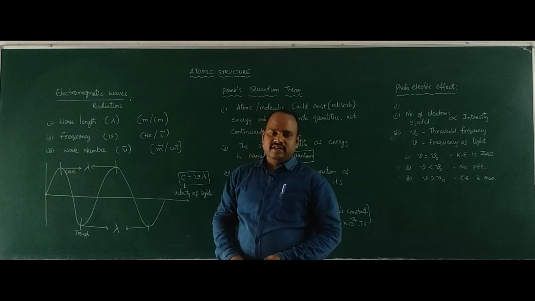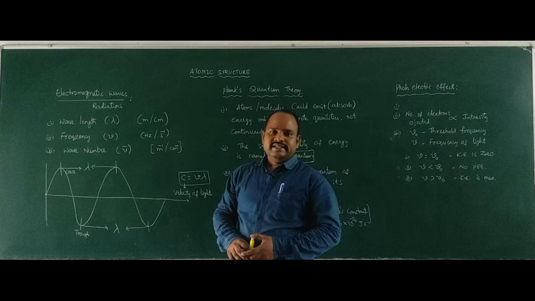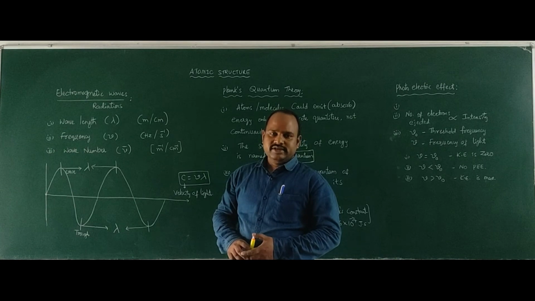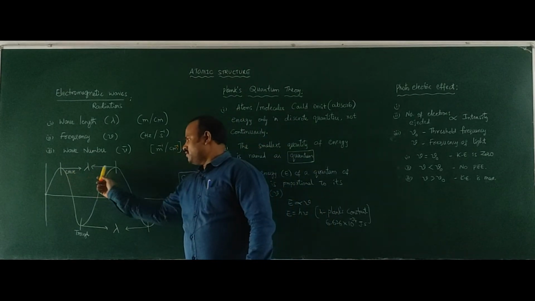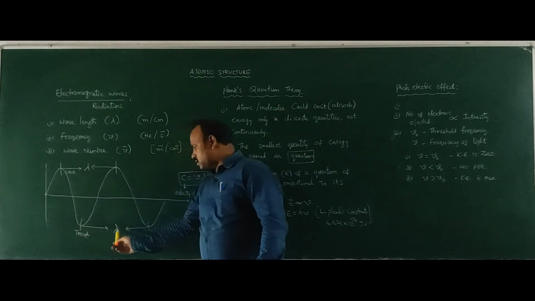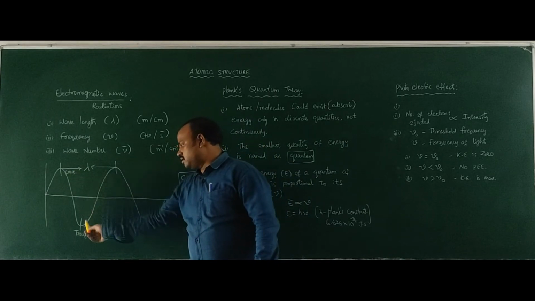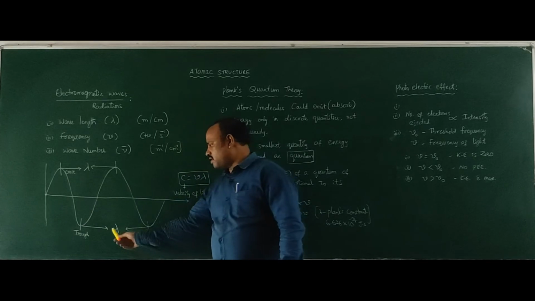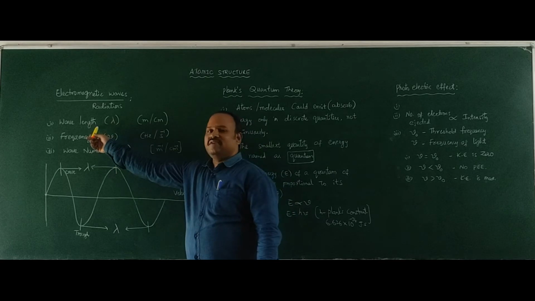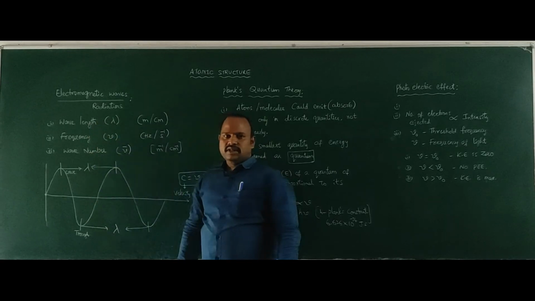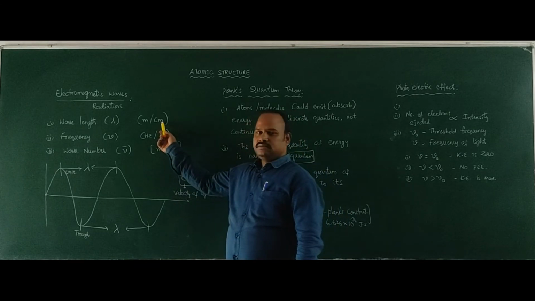What is wavelength? What is the length of a single wave? The distance between any two successive crests or successive troughs. These two are successive crests and these two are successive troughs. The distance between successive crests or successive troughs is indicated by lambda. This is named the wavelength. Since it is a length, the units are meters or centimeters.